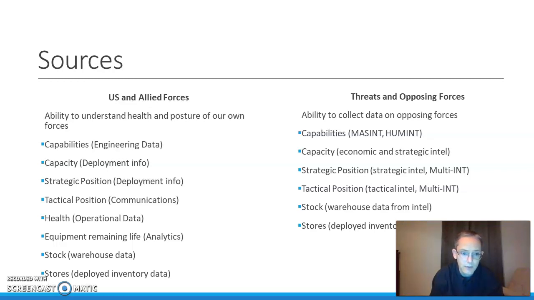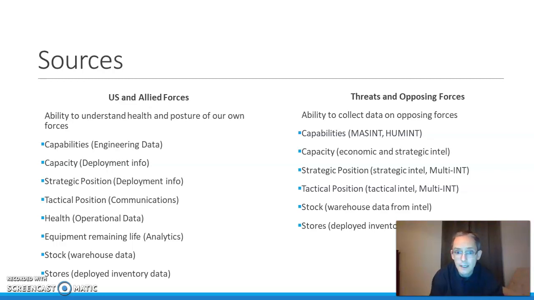And then remaining life, a lot of times what we're doing here is instead of just understanding how long something will last, you try to predict how long it's going to last and understand what the logistics chain is going to be for that. And the stores in terms of what do we actually have in terms of inventory.